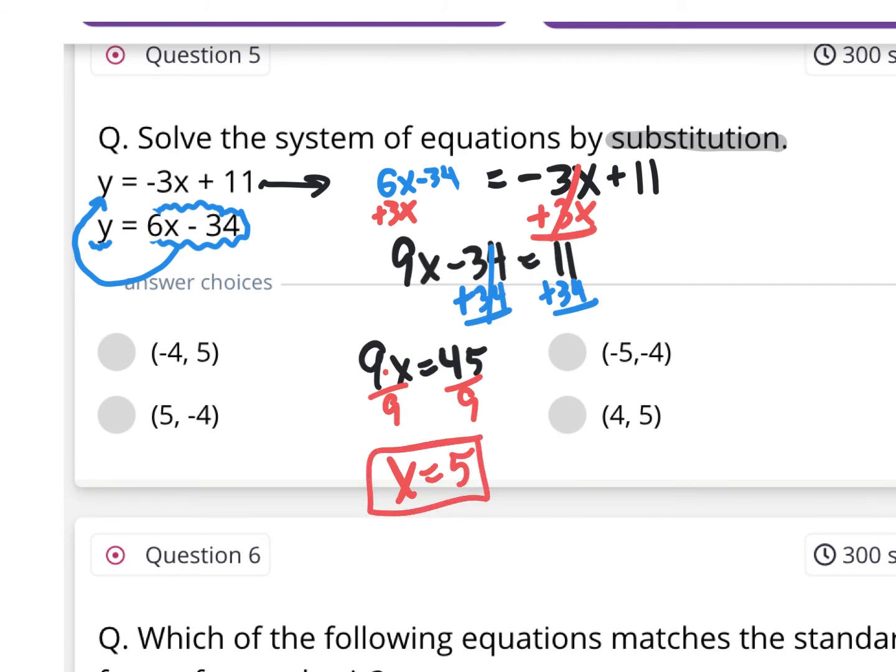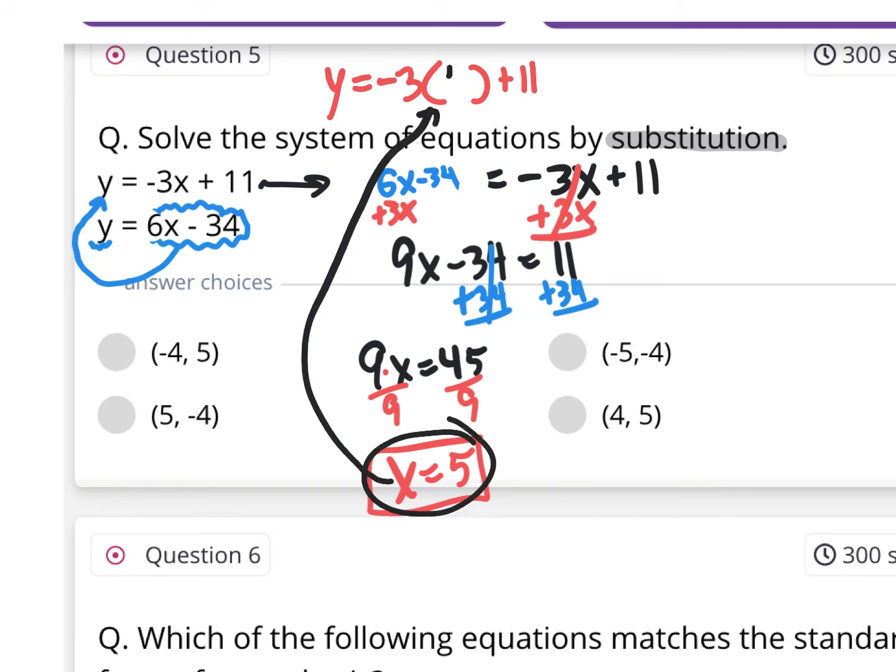So we have our x value, we still need our y value. We're going to take this x value of 5 and plug it into any equation I want, into the x position, because it says x equals 5. So let's take that 5 and plug it into x on that top equation. I'm going to rewrite the top equation up here. y equals negative 3, but instead of x, I'm putting parentheses, plus 11. Now, why did I put parentheses? Because I'm going to plug in this x value of 5 right in there.